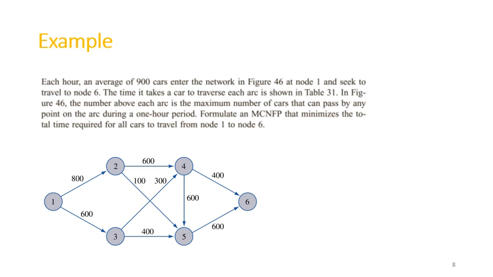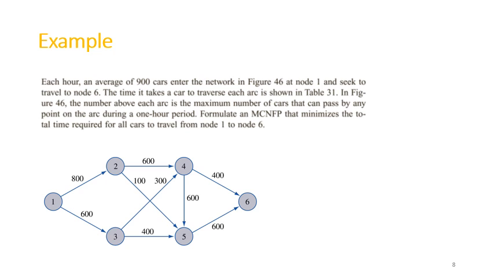Now let's take a look at an example of a minimum cost network flow problem. You can see that this has some similar characteristics to the shortest path problem. It has also some similarities with the maximum flow. But you see that this problem is different from both because this is kind of more general.